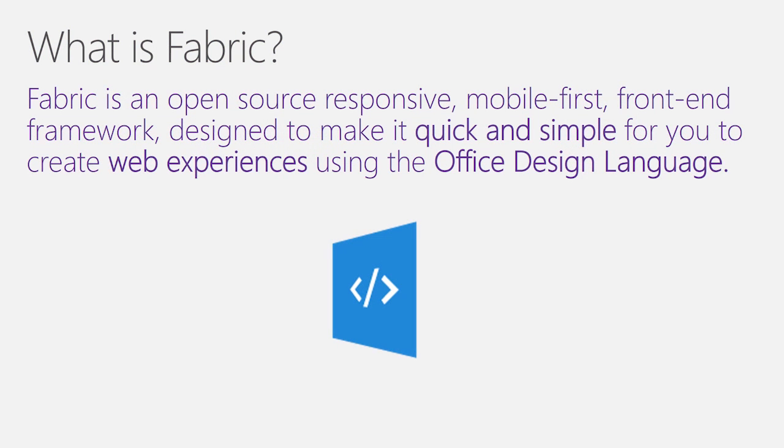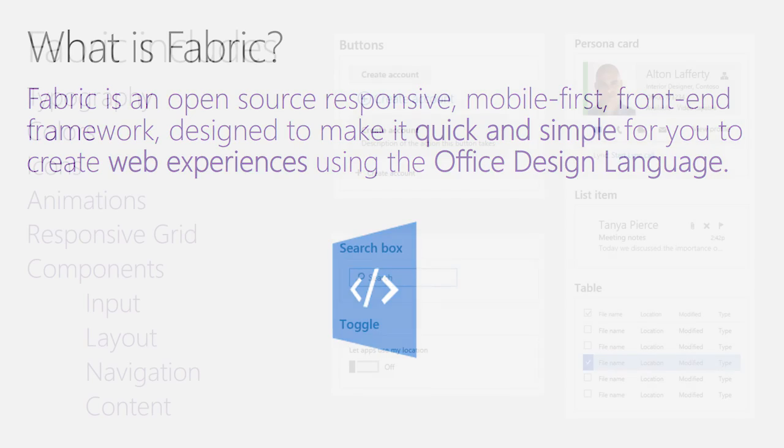Fabric is an open source framework to help you quickly build web applications that look and feel like Office. Many like to refer to Fabric as the equivalent of Bootstrap for Office because it helps you build your UI faster. A good way to think about Fabric is as the skin of your application.